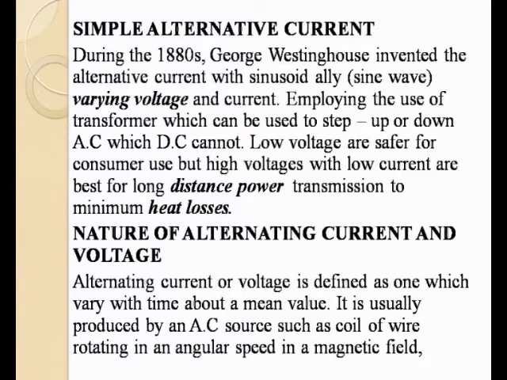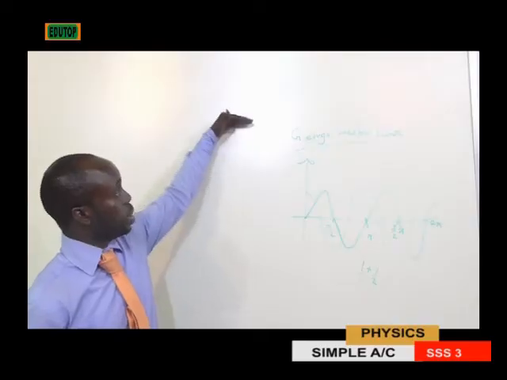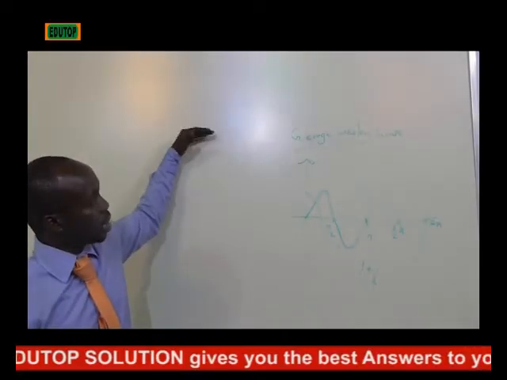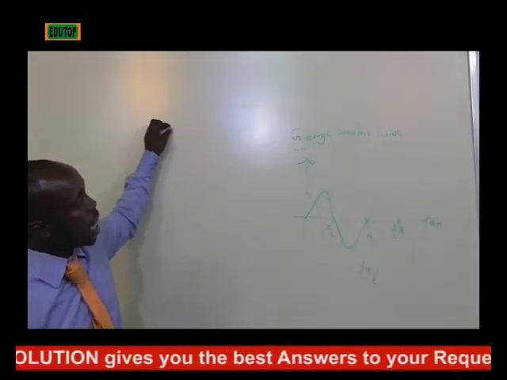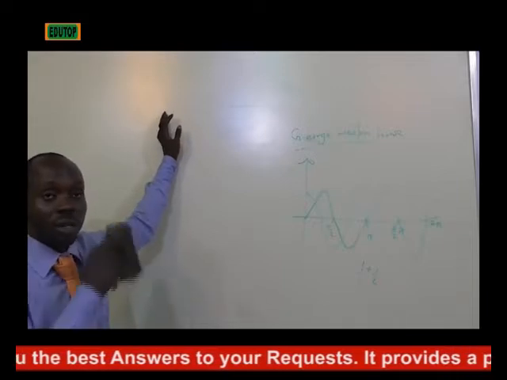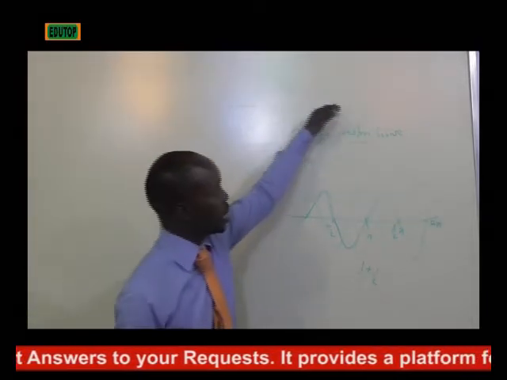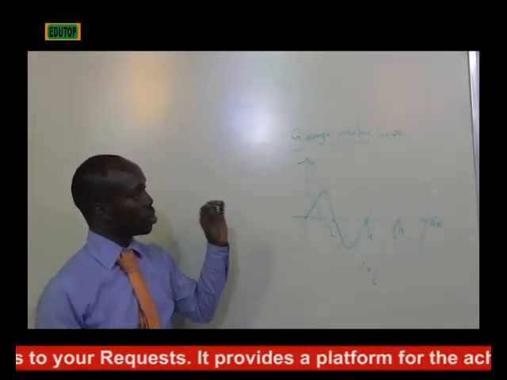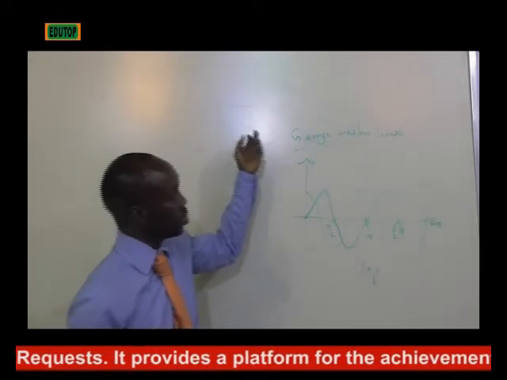Now if you look at that statement, which DC cannot. A low voltage transformer is safer for consumption. You understand? It is safer for consumer use, but high voltage with low current is best for long distance power transmission. Now the high tension analysis that I was giving the other time: the high tension has a very high voltage. That's why it can move a long distance, because the farther the distance it goes, the more sustainable the current that is on it.